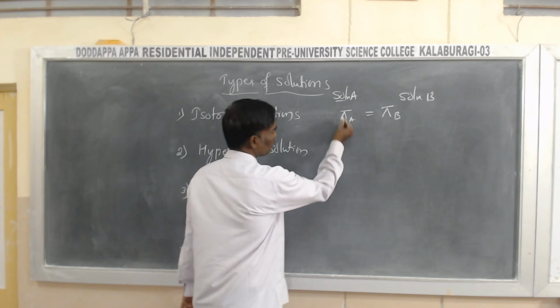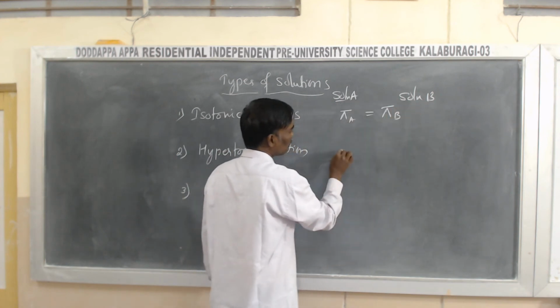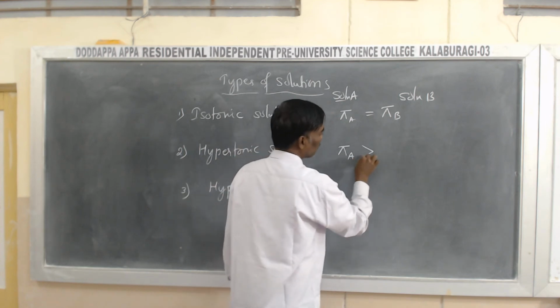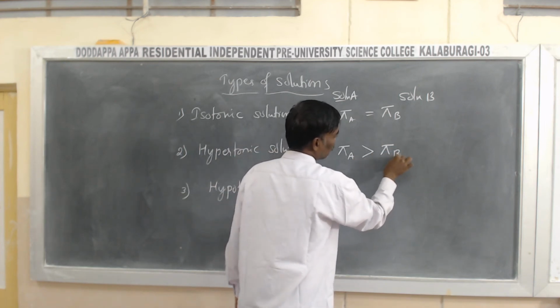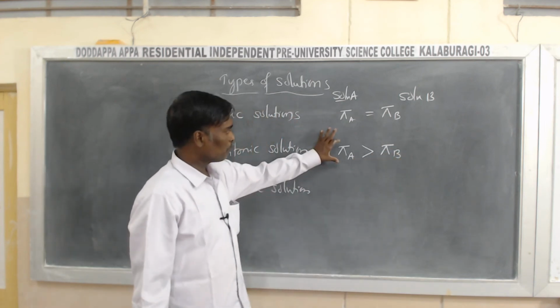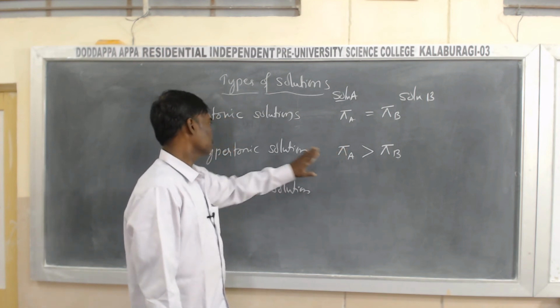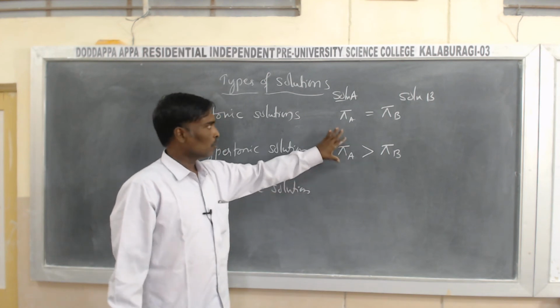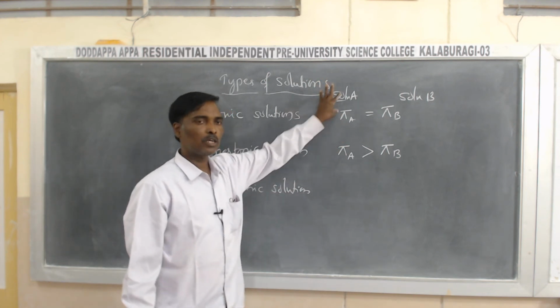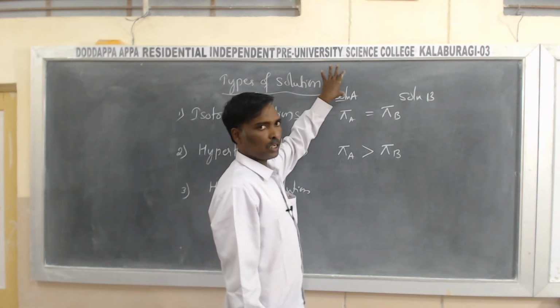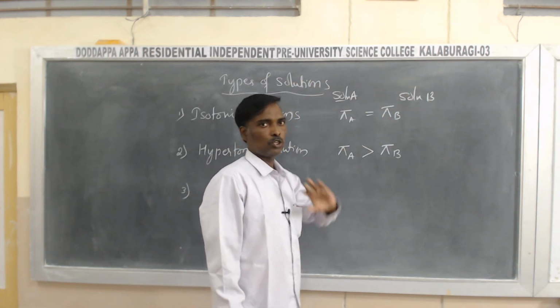For example, if there are two solutions A and B, and the osmotic pressure of the first solution is more than the osmotic pressure of the second solution, then pi A, or solution A, is called the hypertonic solution, because its osmotic pressure is more than the other solution.